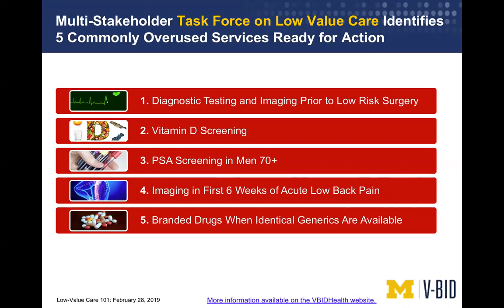These we feel are actionable, and it's my hope that the purchasers on the line would choose one of these 5, if not 5 of these 5, to actually follow the lead of Beth and many others around the country to not only identify them, but measure their impact and hopefully reduce their utilization.